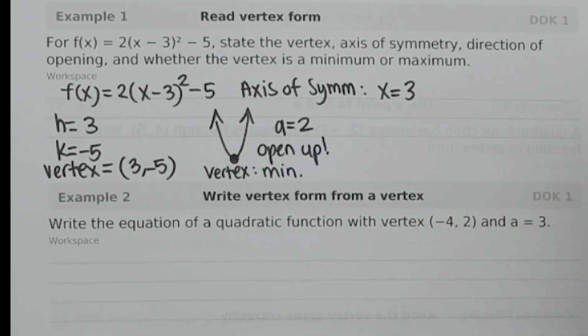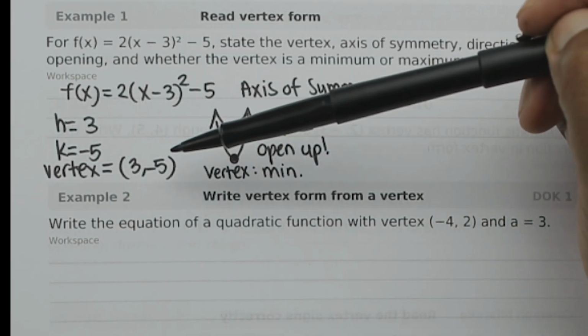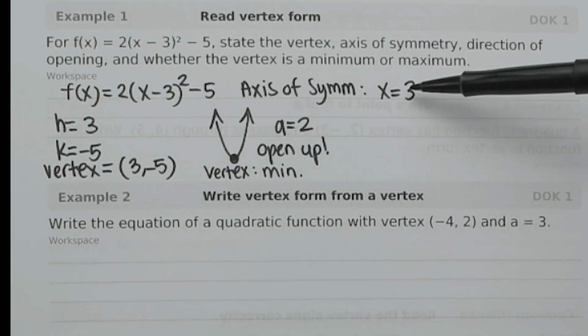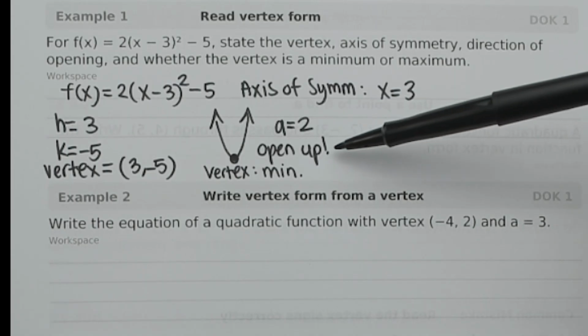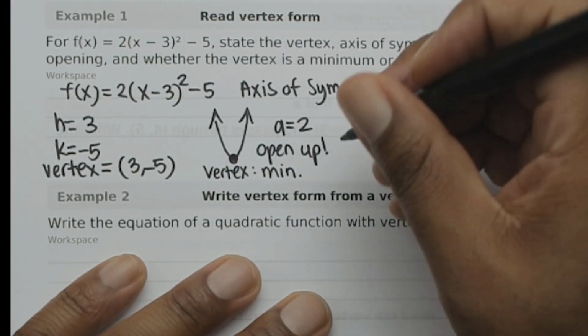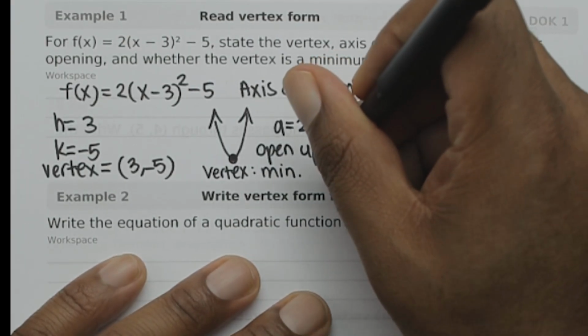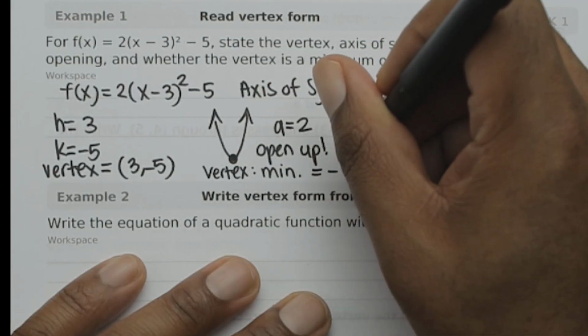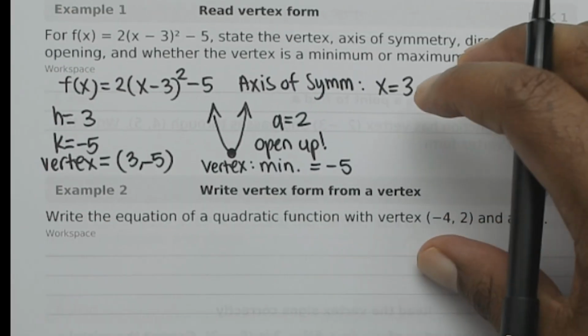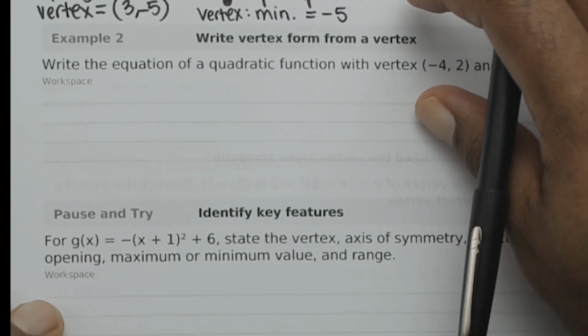Okay, so just the final answer, we have a vertex of 3, negative 5. The axis of symmetry is x equals 3. This graph opens up, and it has a minimum value of negative 5. I just forgot to put that, the minimum value of negative 5. All right, let's continue.